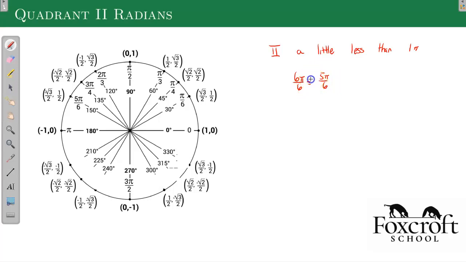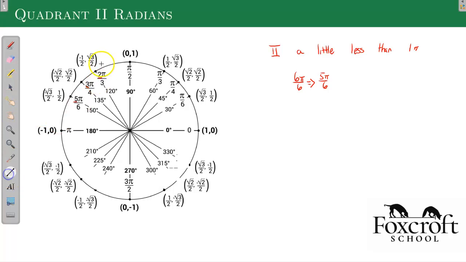All right, 5 pi over 6 is going to be a little less than 6 pi over 6 because that number on the top is a little bit smaller. You can see that's the 5. 4, I subtract 1 and I get 3. 3, I subtract 1, I get 2. So this is the little trick I remember to get these ones. Once I have these memorized, I subtract 1 from the bottom for each of these and I get quadrant 2.